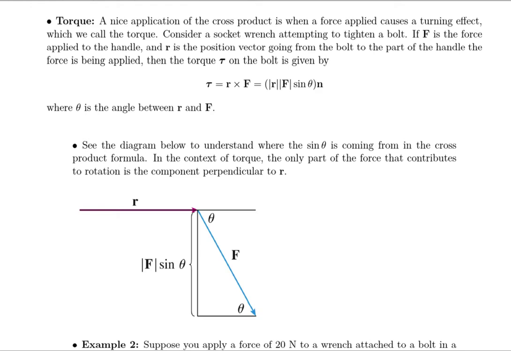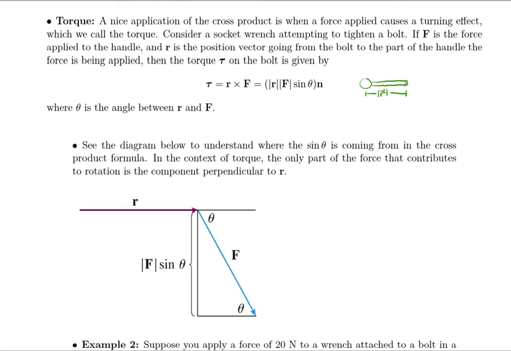We're going to specifically talk about this in the context of pulling on a socket wrench that is attached to a bolt on one side. I guess I can make a little sketch of this. So we've got our wrench, and then we've got our handle. The magnitude of R is the distance from here to wherever you're grabbing the handle.